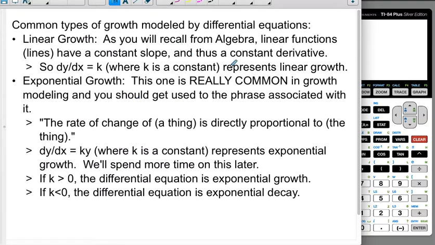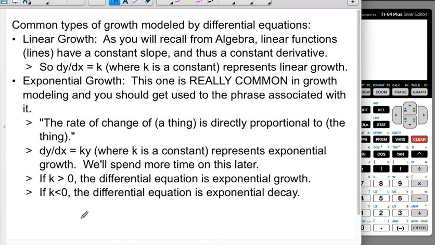So there are a couple common types of growth that we see in differential equations. So one of them is linear growth. As you'll recall from algebra, linear functions or lines have a constant slope, thus a constant derivative. So if you see dy dx equals some k, where k is just a constant, that represents linear growth, right? Another common type of growth is exponential growth. This one's really common in growth modeling, and you should get used to seeing it.